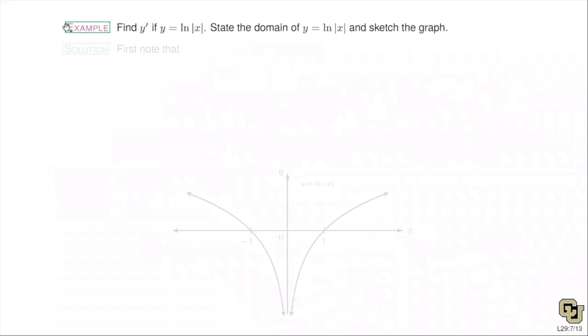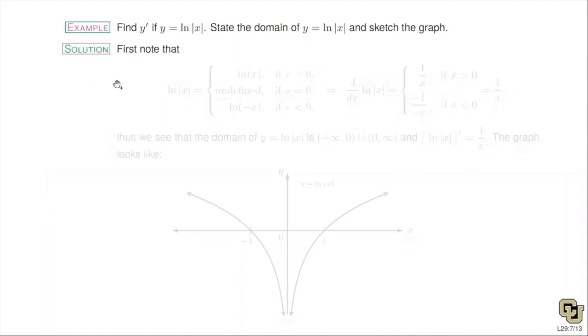So this example will answer the question finally, what's the most general antiderivative of 1 over x? And also we get to do something with absolute values. So it's asked us to find the derivative of y equals the natural log of absolute value of x, and also sketch the graph. So remember, for the absolute value of x, we should use the definition.